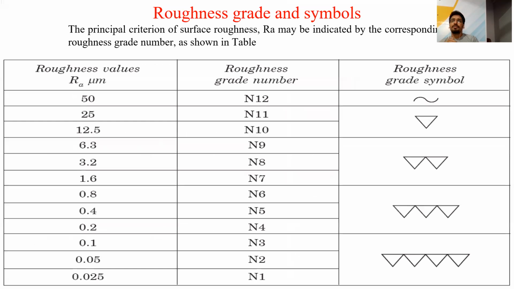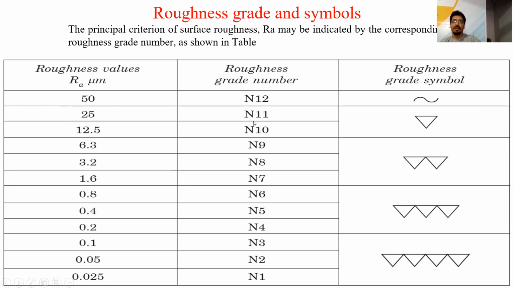Next is roughness grade and symbol. The principal criterion of surface roughness that is used by BIS is Ra. Generally we use the center line average method to calculate the roughness. There are a number of grades of roughness according to the BIS standard, and each grade has a particular value of roughness. For example, N12. The value of the roughness for N12 is 50, and the symbol of the roughness is infinity. It has the maximum roughness. The N12 grade of roughness has the maximum roughness.